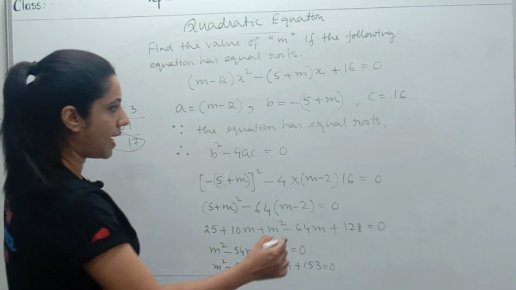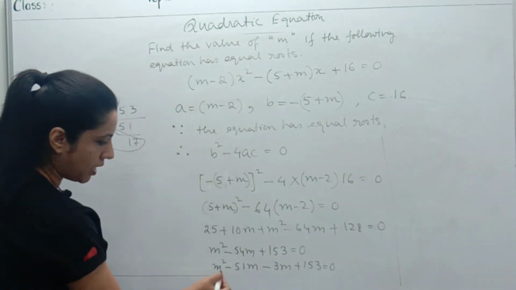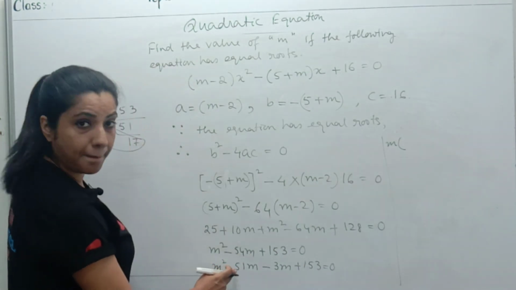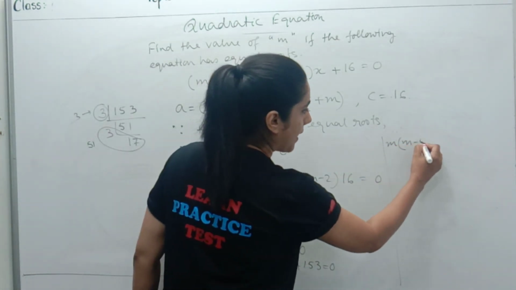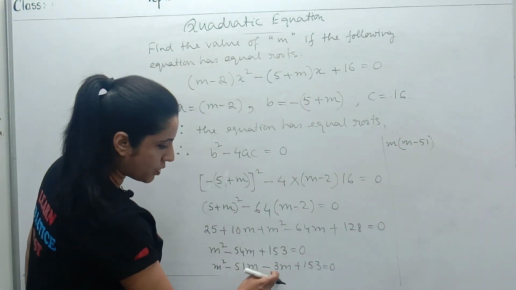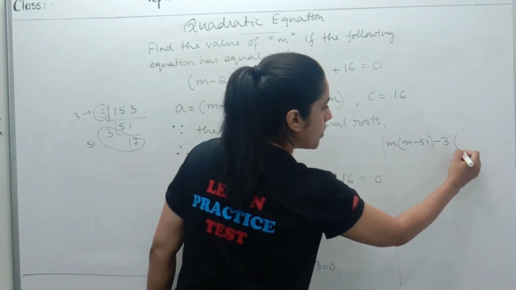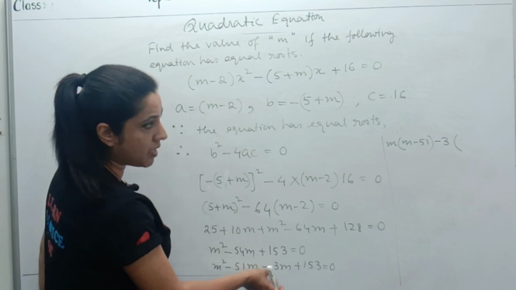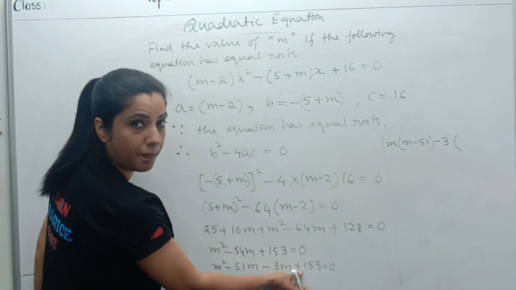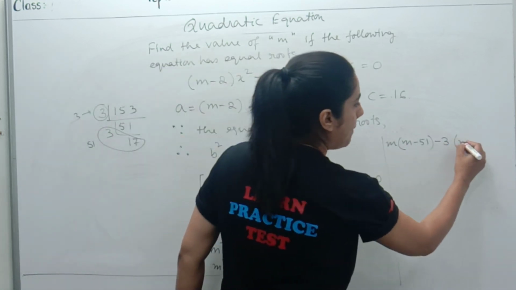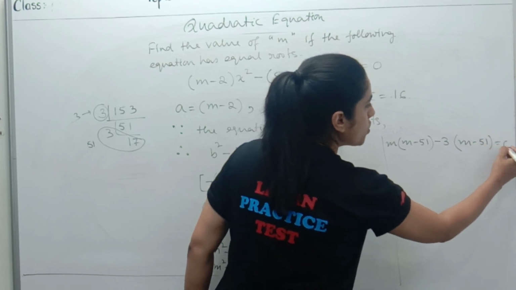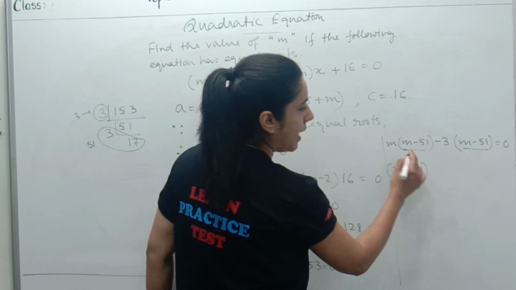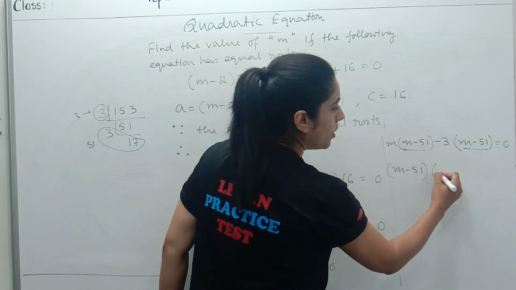Let me do it on the other side. From these two we can take m common. If you take m common, it will be m minus 51 in the bracket, and minus 3 common. Since you have taken minus common here, this sign will become minus. So it will be m minus 51. One common factor is again m minus 51, and the other factor is m minus 3.